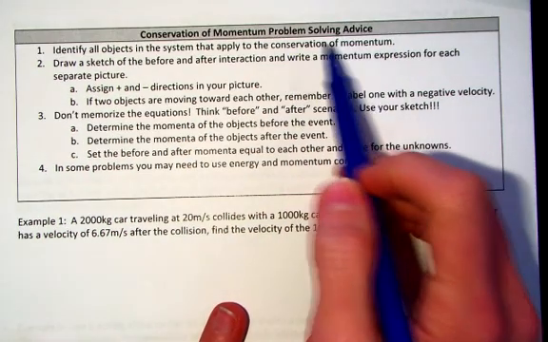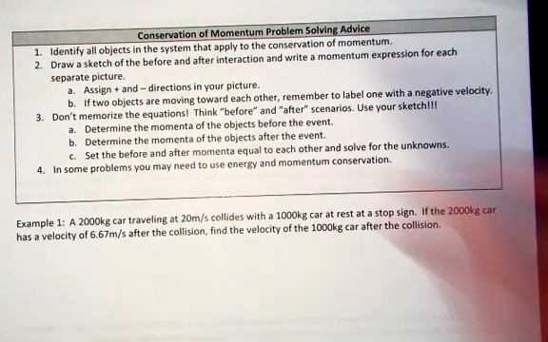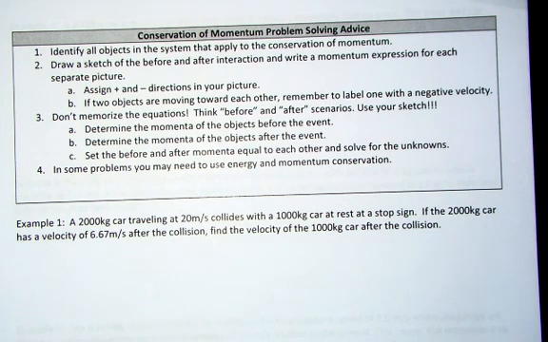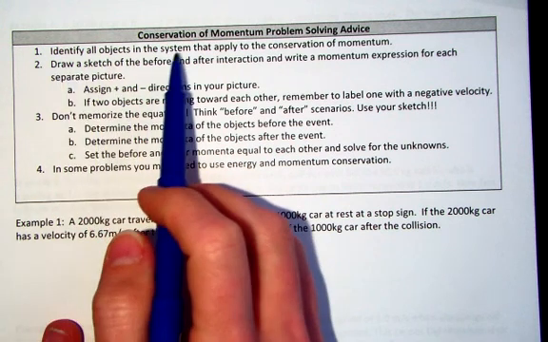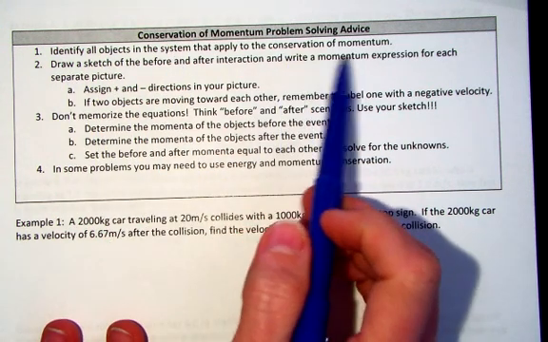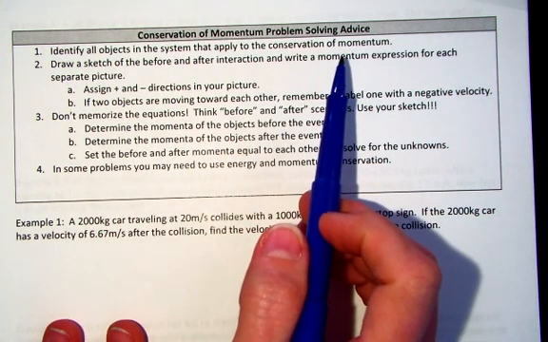All right, here's problem-solving advice that I would strongly suggest sticking to. Some people have tried not to do it. It generally does not work out well for them. You're going to first identify all the objects in the system that apply to the conservation of momentum. So what are the objects involved?